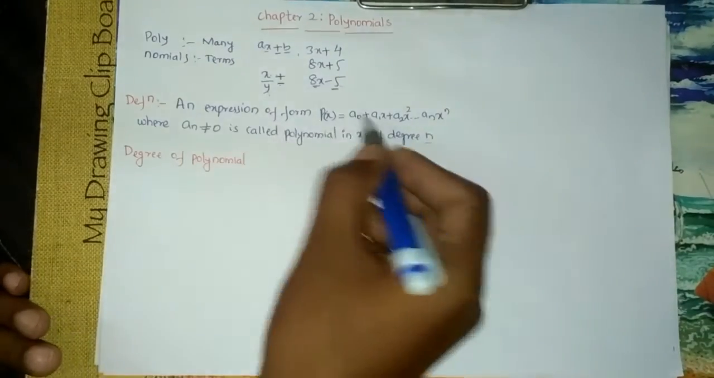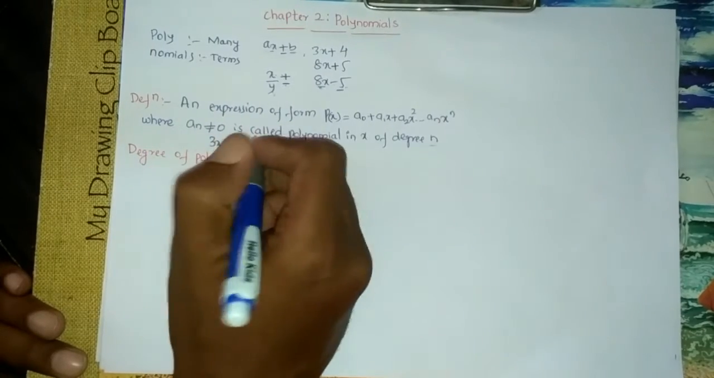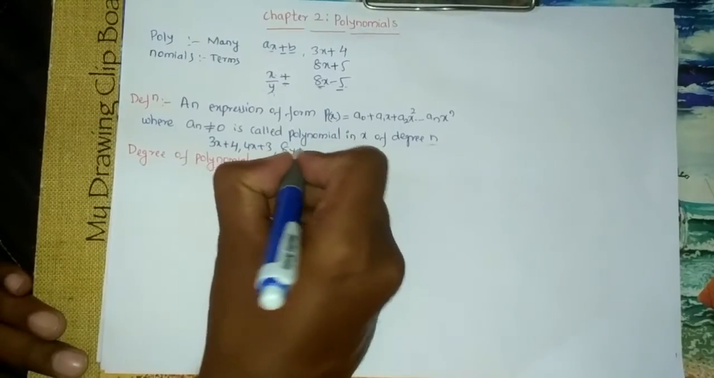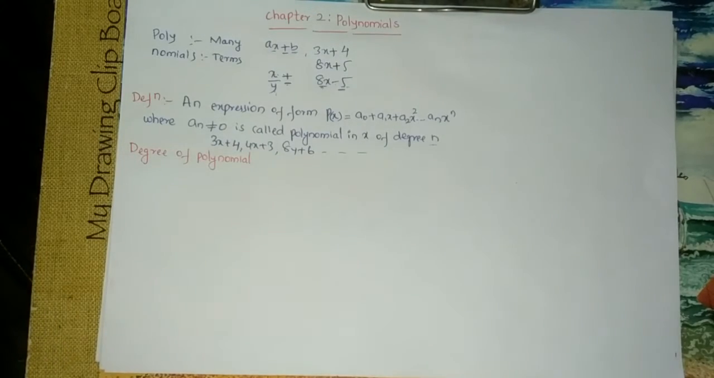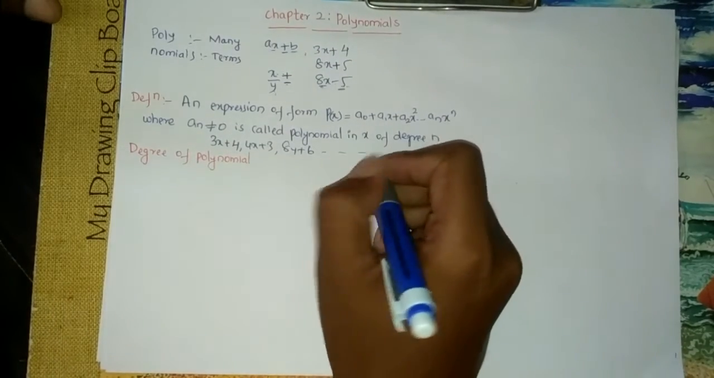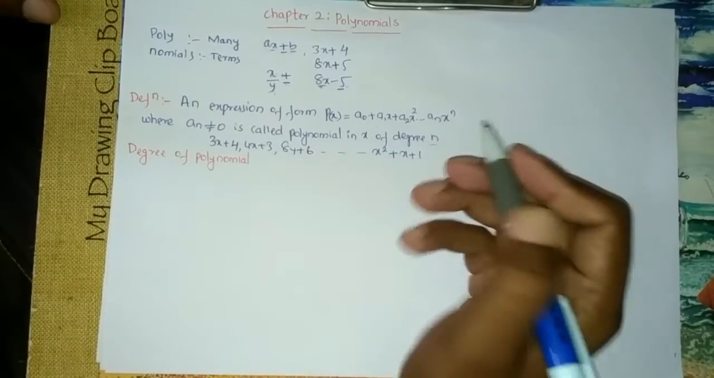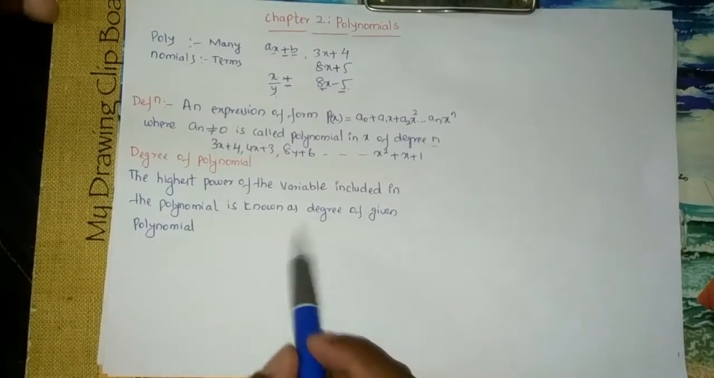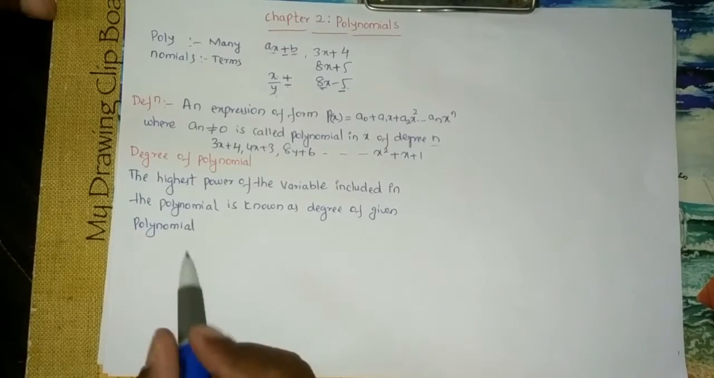Okay, examples for this polynomial, it may be the same thing, that is 3x plus 4 and say 4x plus 3 or 8y plus 6, or it may be any other terms, or it may be x square plus x plus 1. Okay, like we can have many examples of polynomial. Degree of a polynomial: the highest power of the variable included in the polynomial is known as degree of given polynomial.